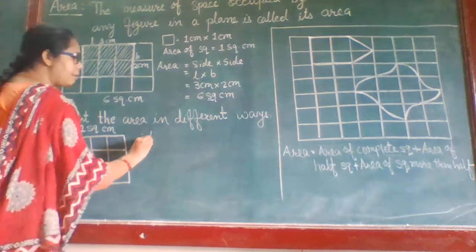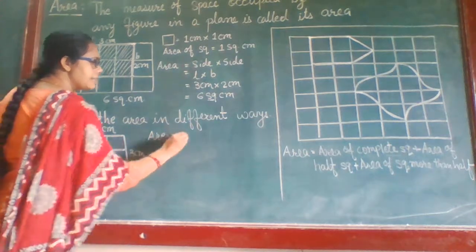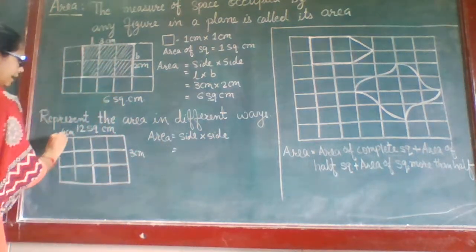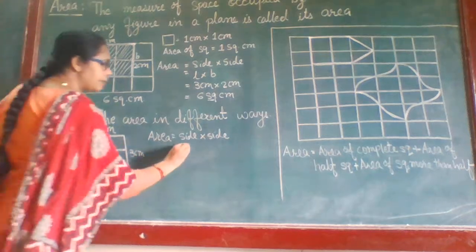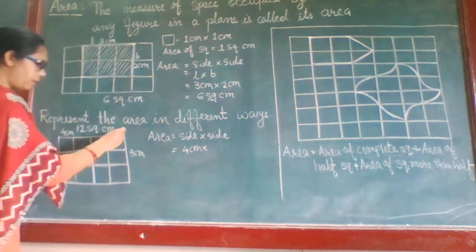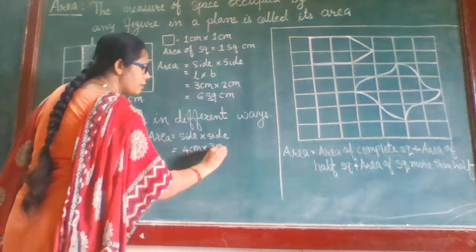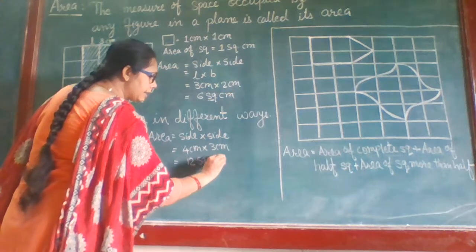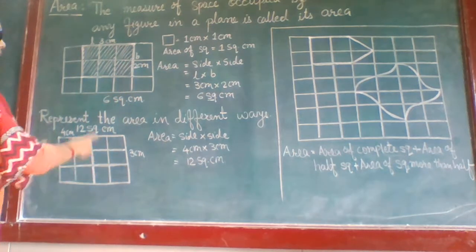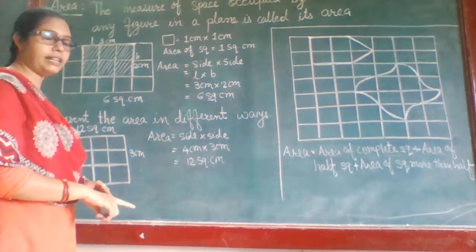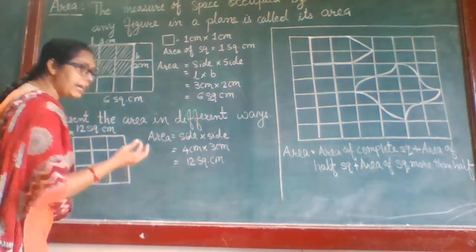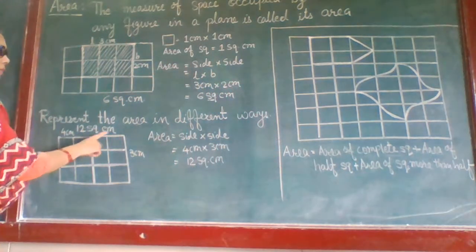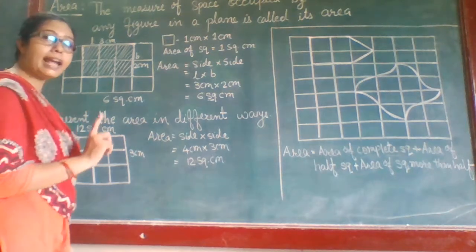We know that area means side multiplied by side. So the length of this side is 4 centimeter and the length of this side is 3 centimeter. So the area is 4 3s are 12 square centimeter. Now we have to represent the same area in different ways. So how to represent it? We can represent it in many ways. See, total 12 square centimeter means we have to draw 12 squares.